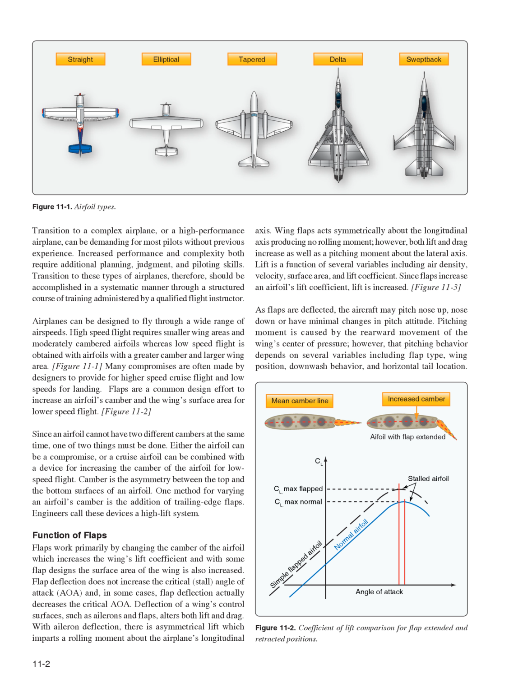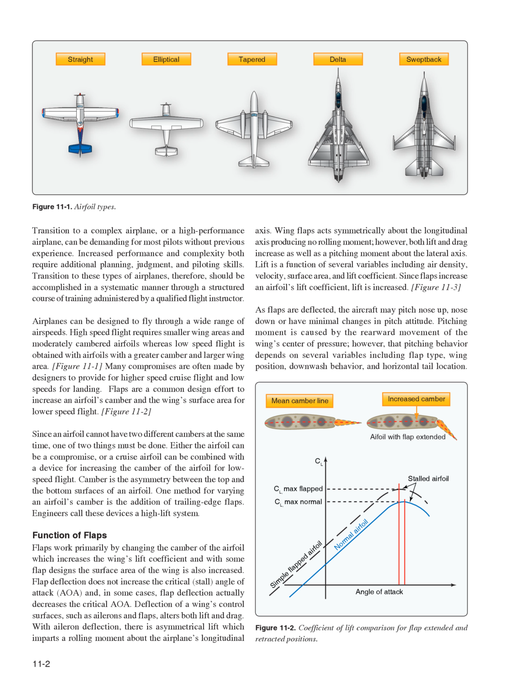Airplanes can be designed to fly through a wide range of airspeeds. High-speed flight requires smaller wing areas and moderately cambered airfoils, whereas low-speed flight is obtained with airfoils with a greater camber and larger wing area. Figure 11.1. Many compromises are often made by designers to provide for higher speed cruise flight and low speeds for landing.